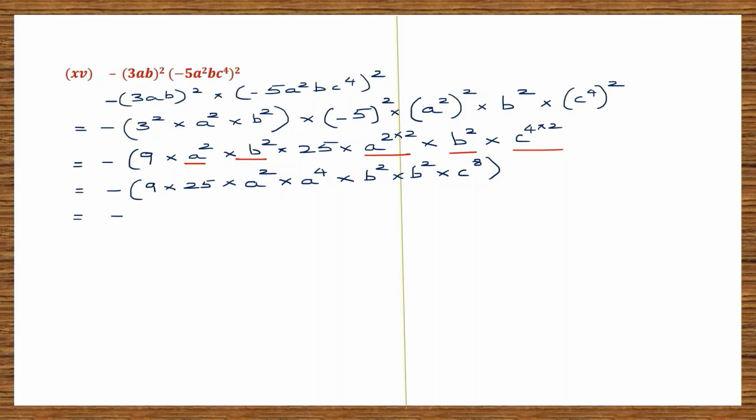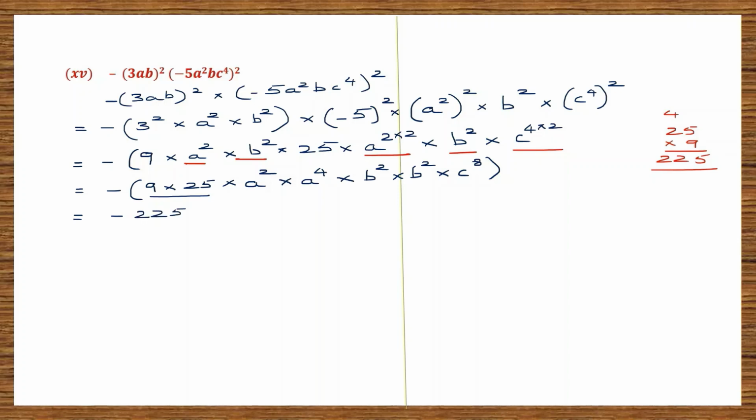So this will be minus, now 9 into 25. Let's multiply that and see. 25 into 9. 9 5s are 45, carry 4. 9 2s are 18, 22. 225. So the number is 225.